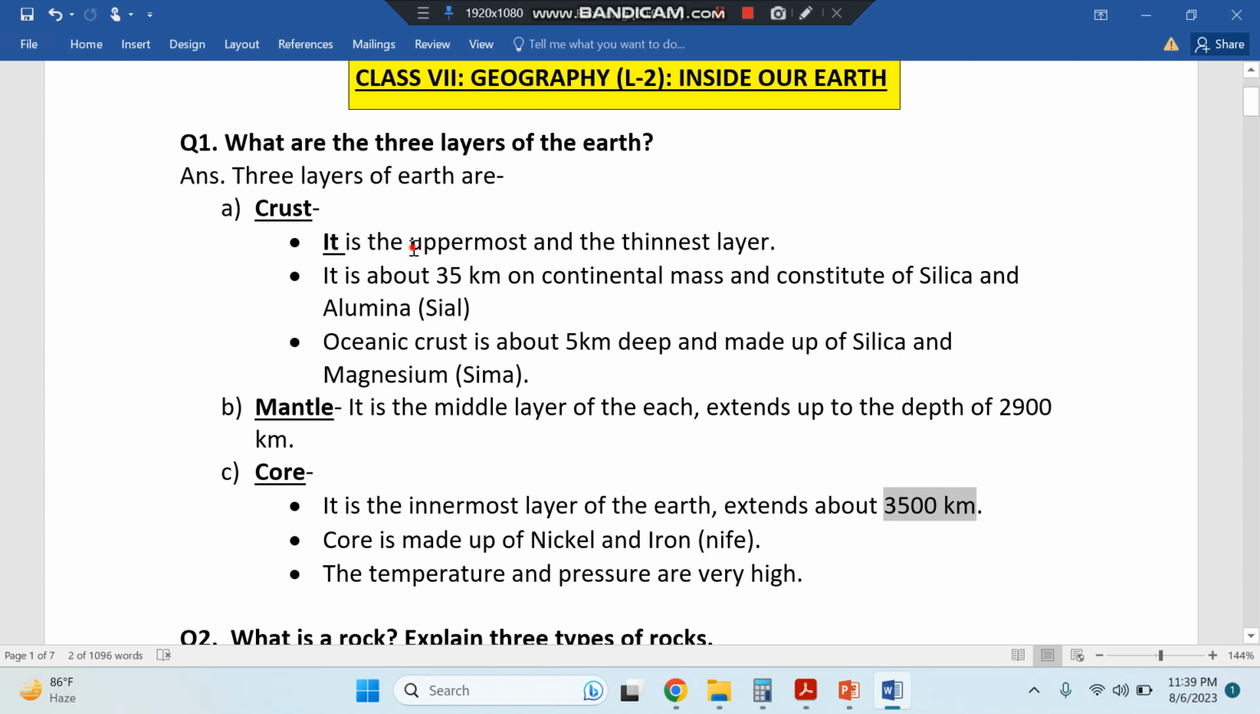So that is why crust is called the thinnest layer. It is just 35 kilometers on the continents and 5 kilometers on the oceans. And core is made up of nickel and iron, and the temperature and pressure in the innermost layer, that is core, is very high.